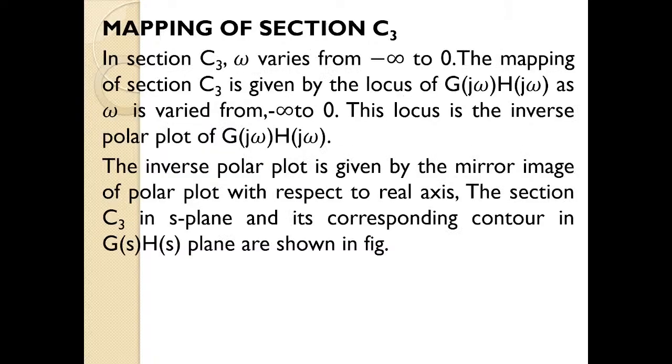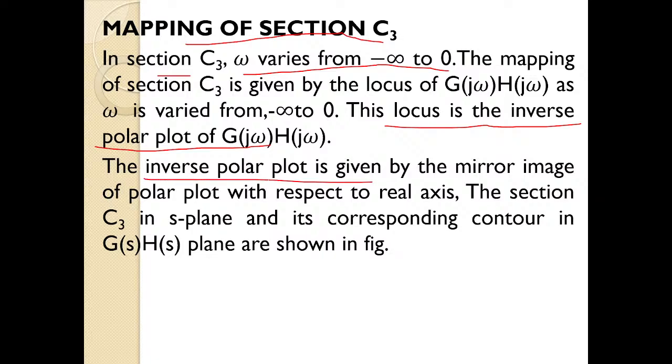So let us proceed further. Let us go for section C3 mapping, and we already know section C3 mapping is the easiest mapping. Here omega varies from minus infinity to 0. The locus of G(jω)H(jω) will be exactly the inverse of the locus of your section C1.